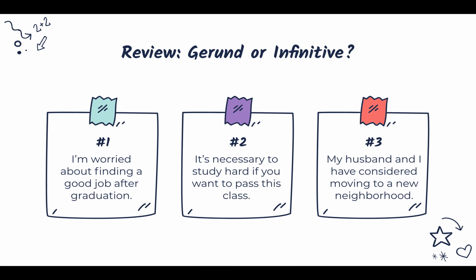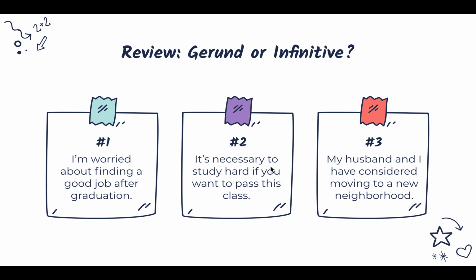Take a look at the three sentences here. Pause your video to think about: does this sentence have a gerund or an infinitive, and why? Okay, and here are the answers. Sentence number 1, I hope that you found a gerund here, finding. We use a gerund because it comes after a preposition, right? About is a preposition.